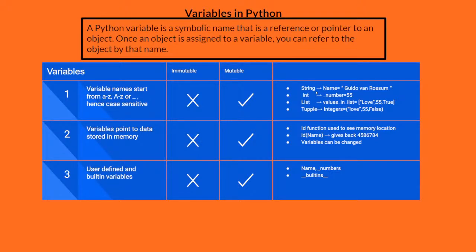Okay, so it's just a very basic slide. There's the variables in Python. We all know what variables are. We'll just go through a definition, just for the sake of it, since I've written it over there. A Python variable is a symbolic name that is a reference or a pointer to an object. Once an object is assigned to a variable, you can refer to it by the name of that variable.